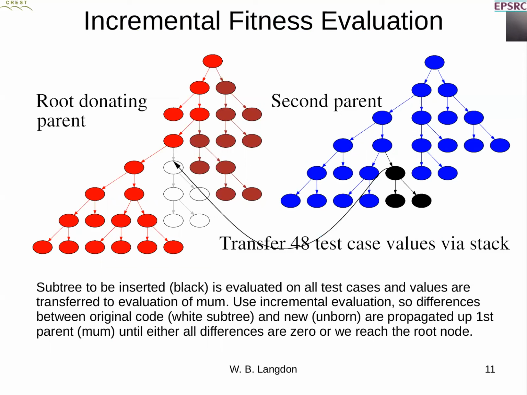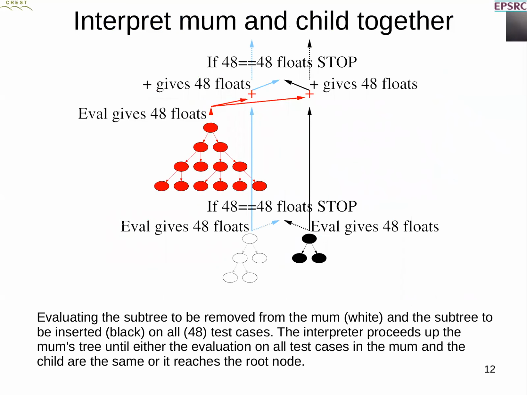So we trace on up the chain from the crossover point to the root node. And at each point in the chain, we compare the evaluation of the child with the evaluation of the parent. So this is another schematic showing the same thing. So we start off by evaluating at the bottom our white subtree and our black subtree. If they're identical, we can stop.